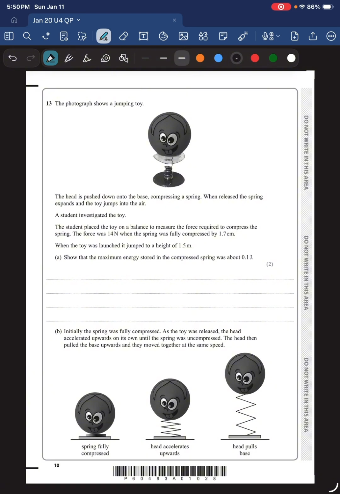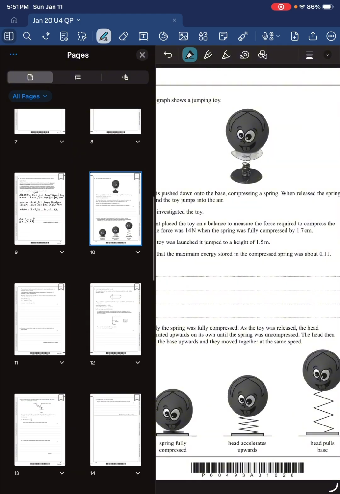The force was 14 newtons when the spring was fully compressed by 1.7 centimeters. When the toy was launched, it jumped to a height of 1.5 meters. Show that the maximum energy stored in the compressed spring was about 0.1 joules. This is a Unit 1 question, and I'm going to show you actually.